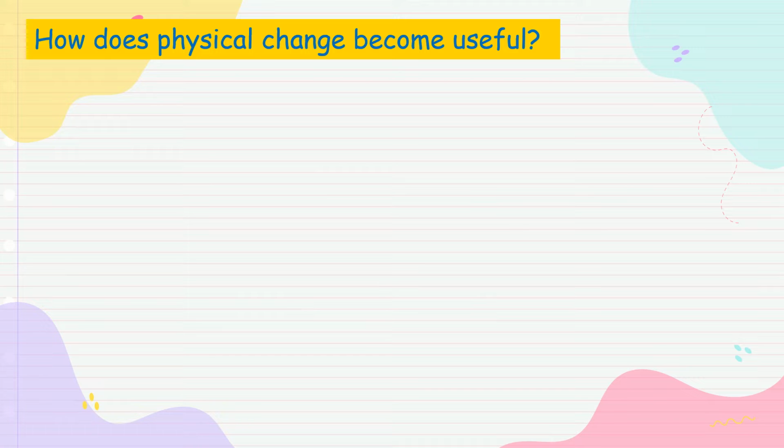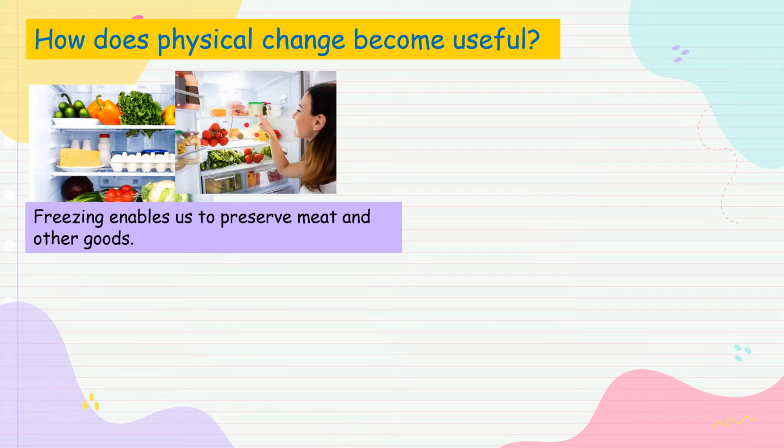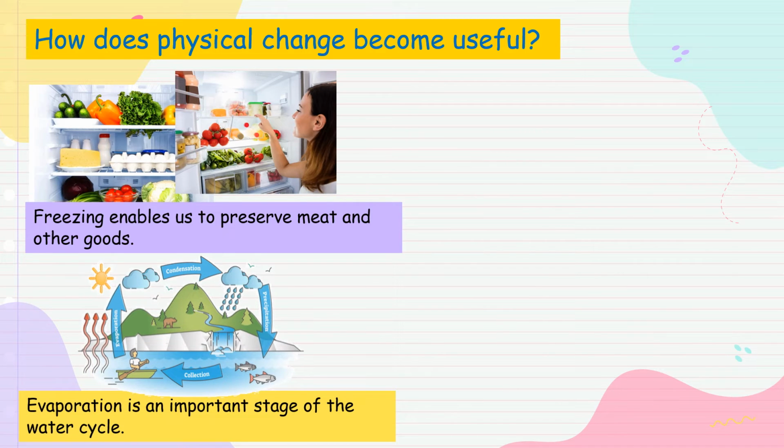How does physical change become useful? Number one, we can use it for freezing. Freezing enables us to preserve meat and other goods. Evaporation is an important stage of the water cycle. Water from most areas on Earth will not be recycled if it does not evaporate and turn into water vapor to create clouds in the sky. It is a cooling process for the environment.